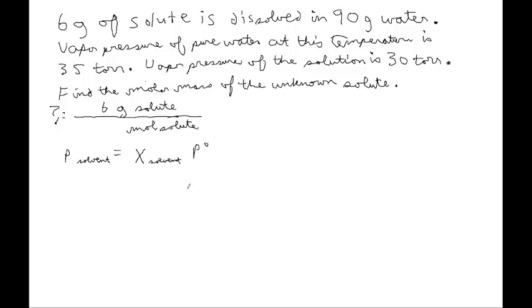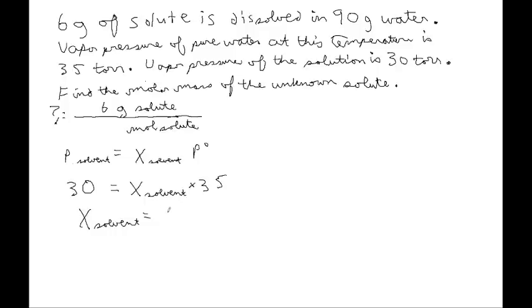And we know that the P naught is 35 torr. P solvent is equal to X solvent times, it should be 30 torr, and then P naught is 35 torr. Divide by 35 torr. So 30 divided by 35 torr. And X solvent is equal to 0.857.